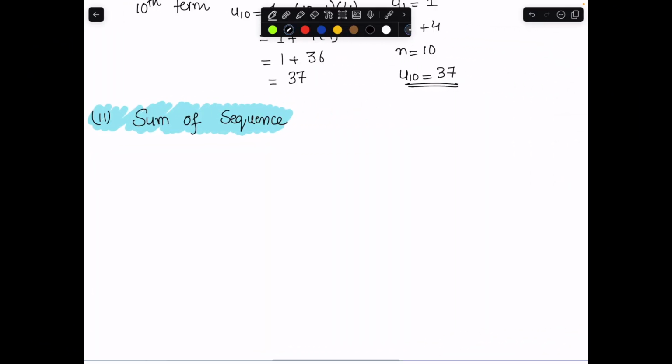The next thing that we want to find is the sum of the sequence. The sum of the sequence can be represented by two symbols.